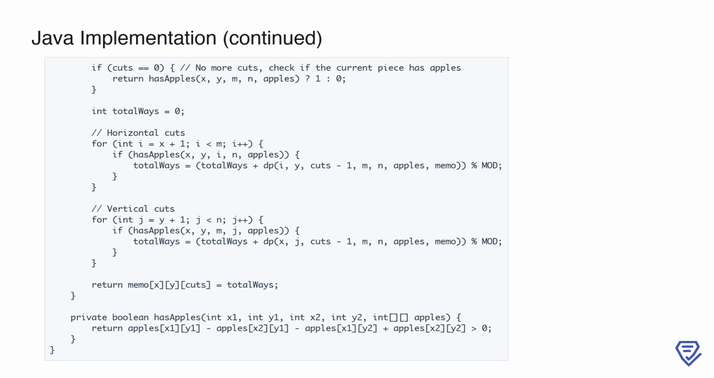Finally, we store the result in the memo table and return total ways, ensuring the value remains within bounds using modular arithmetic. The helper method hasApples calculates whether a subregion contains apples by leveraging the prefix sum array, making these checks efficient.